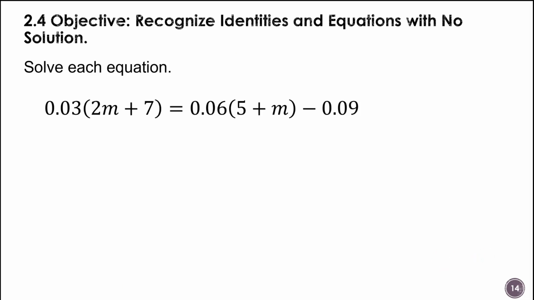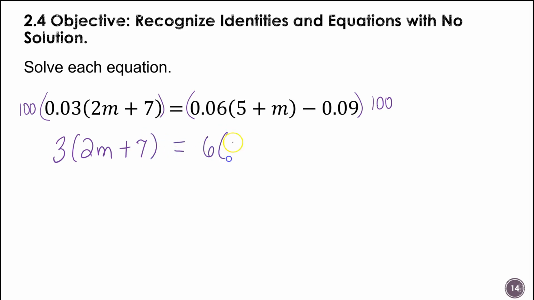All right, next. So on this one, I think we'll clear the decimals first, and each of the decimal numbers are to the hundredths place, so that means we multiply by 100 on both sides. And that will leave me with a 3 times 2m plus 7. Whoops. And 6 times 5 plus m minus 9. So remember, multiplying by 100 moves the decimal two places to the right.